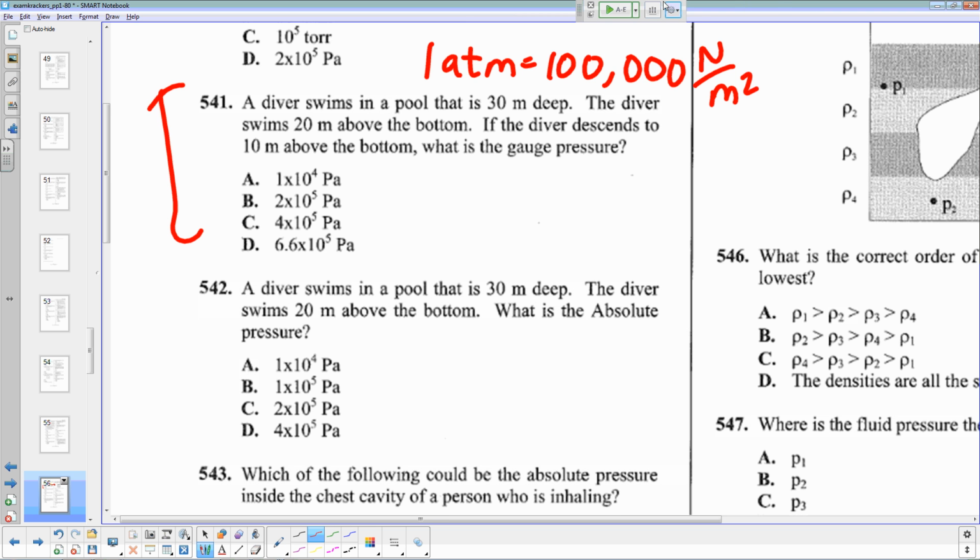Let's do number 541. Here I'm looking for the gauge pressure. So that's just going to be the pressure due to the height of the liquid. If you finish, just go ahead and do 542 as well.